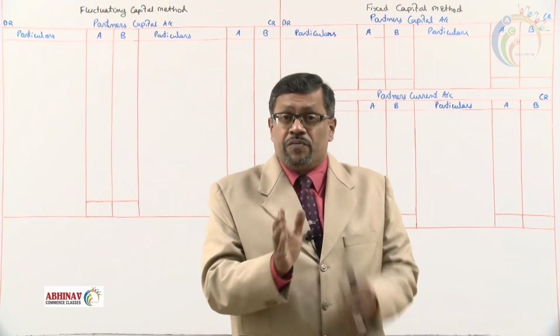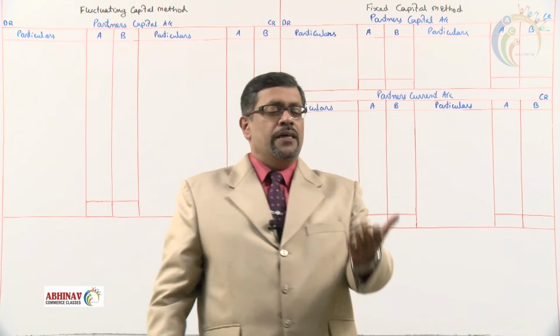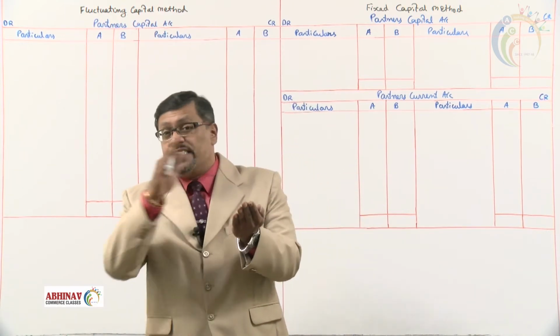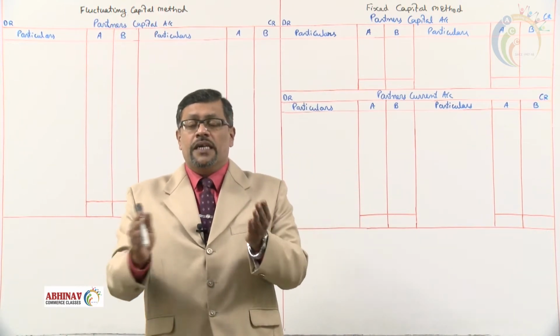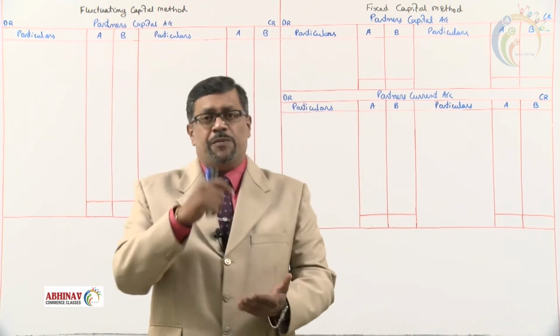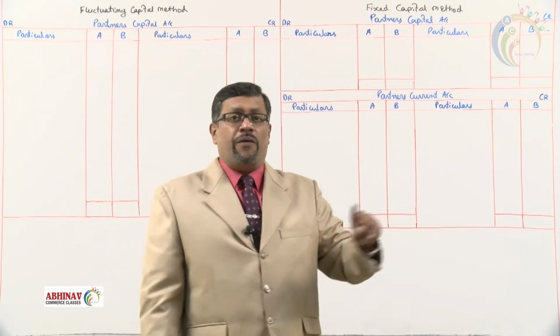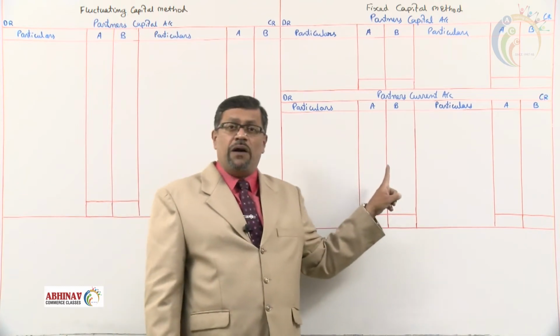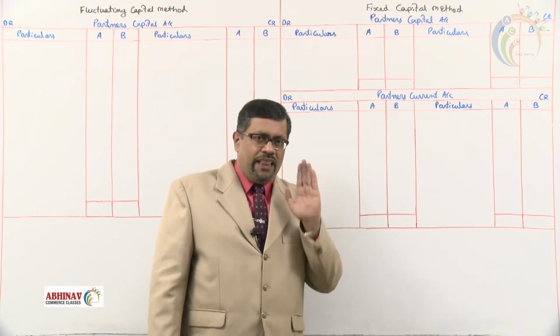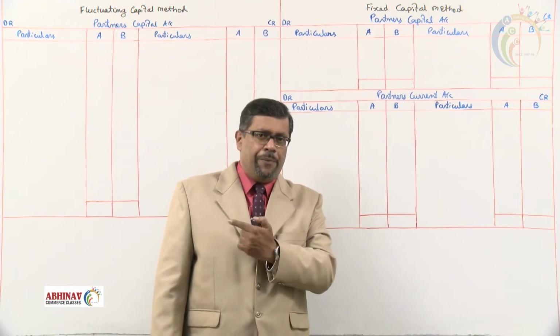It will change. Fixed capital method. What capital we invest at the beginning should remain the same at the end of the year. If it should remain the same, then the question is, where are these adjustments to be taken? For that, we prepare one extra account called partners current account. This is the second method. First, let us concentrate on fluctuating capital method.